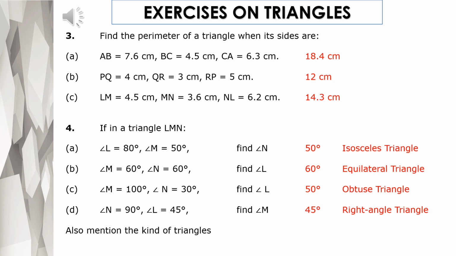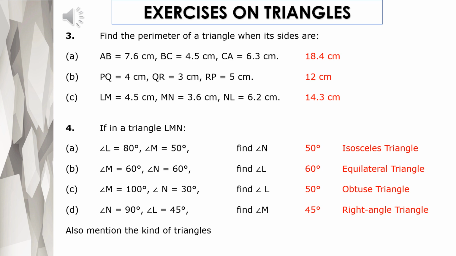A. The missing angle is 50 degrees and you are having two 50 degrees angle in this triangle, so it is called an isosceles triangle. B. The missing angle is 60 degrees, so you are having all three angles in this triangle 60 degrees, so it is called an equilateral triangle. C. The missing angle is 50 degrees and you are having one angle which is more than 90 degrees. So therefore, this triangle would be obtuse triangle.